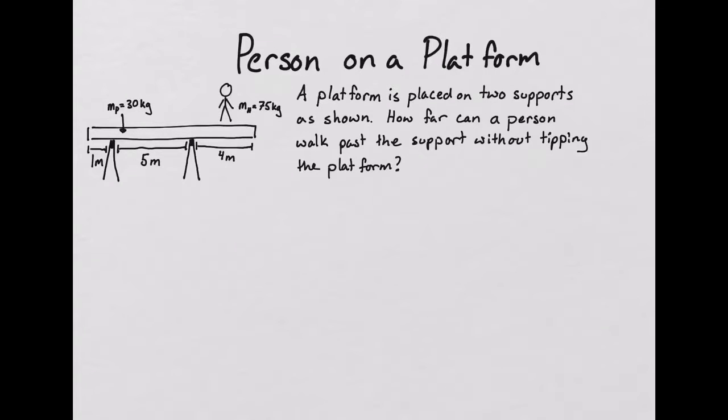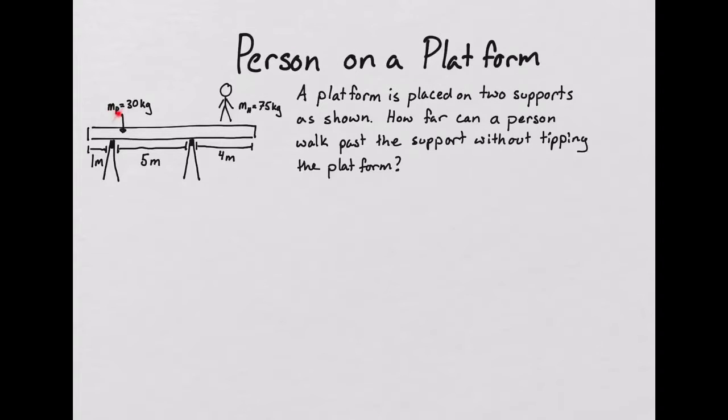In this video, we will look at the following problem. We have a platform, that's this rectangle here, that is placed on two supports. Here's support 1, here's support 2. How far can a person, this guy right here, walk past the end of that support before the platform tips over?